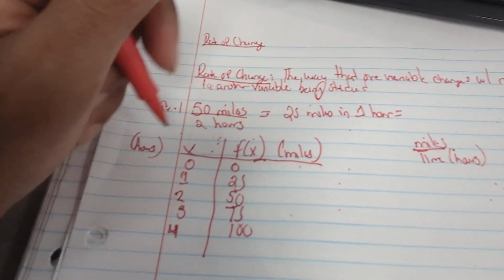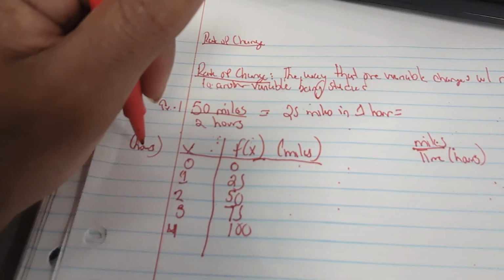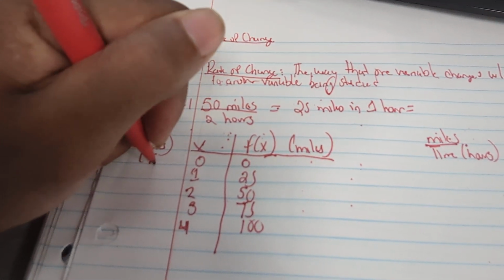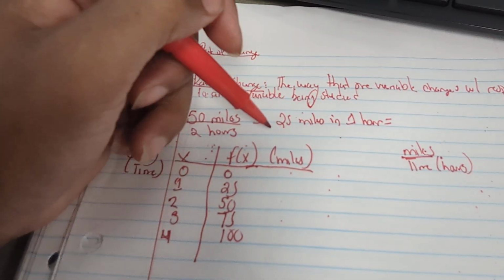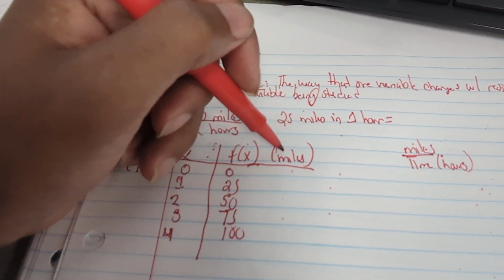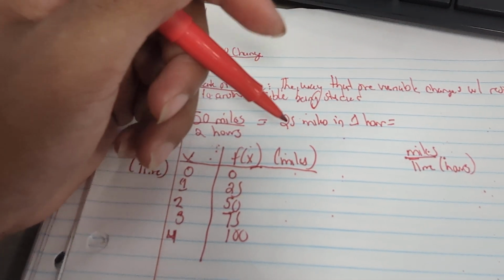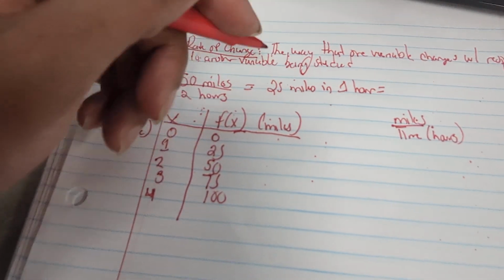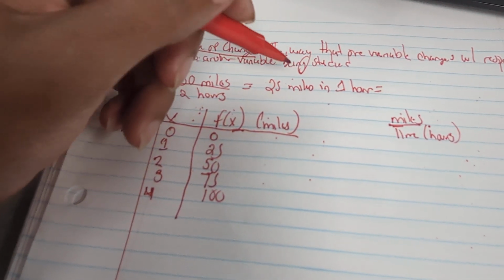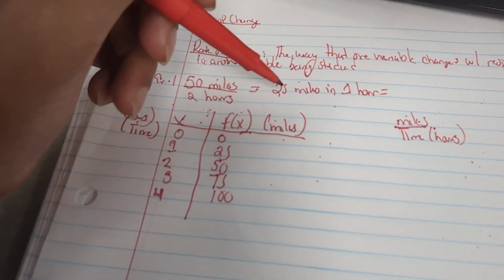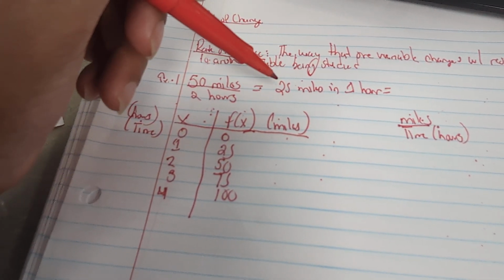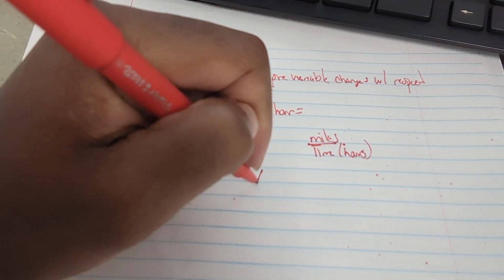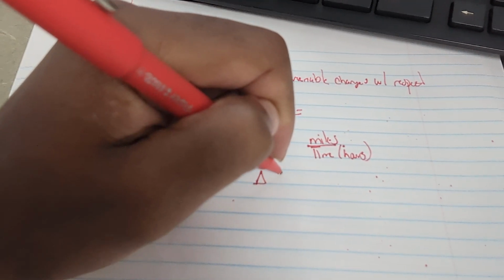So hours is one variable, because the variable is time. The other variable is miles. Every time that we drove 1 hour, we get an increase of 25. So we're saying that the change, we denote this by using a symbol called delta. This means the change of.